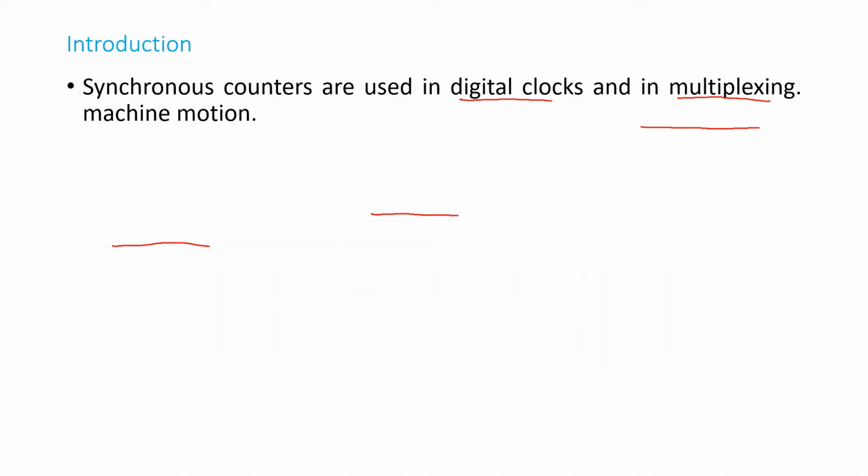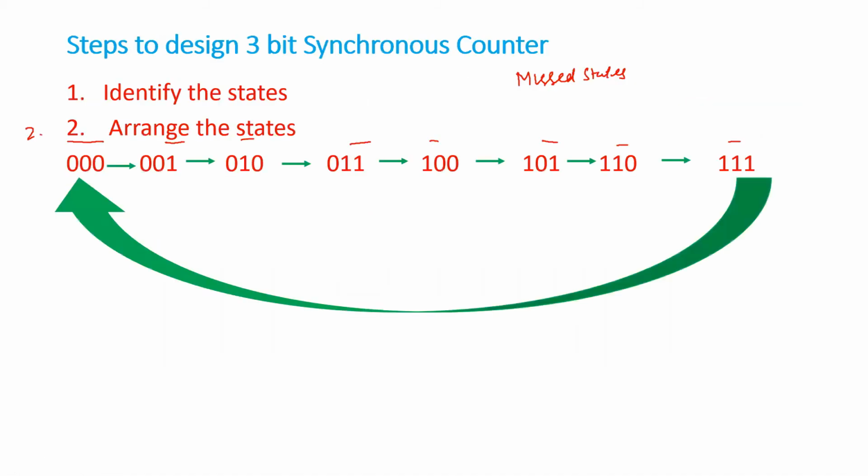Now the synchronous counter design involves these steps. The first step is to identify the states. Here we are using an up counter. This is known to us, and it is going to count from 0 to 7 and then back to 0. So it goes like this.